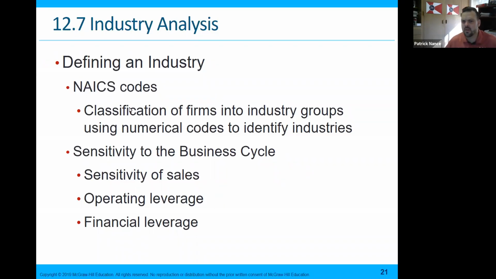NAICS codes are the codes that are nationally used to identify different industries. Makes it really nice to go through data too that way. Sensitivity to the business cycle, sensitivity of sales, operating leverage, and financial leverage. We can look at a lot of different things. These are just a few options. But these are a lot of things we can look at within the NAICS codes to see how certain industries react and how they do based on the economy and based on the business cycle.